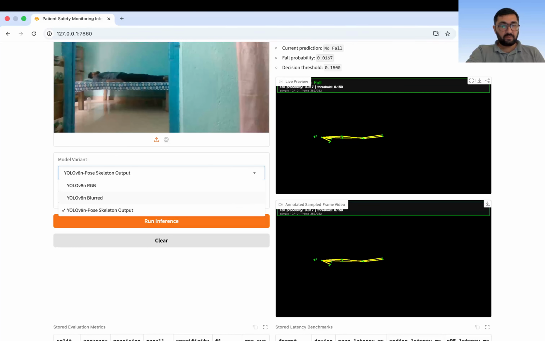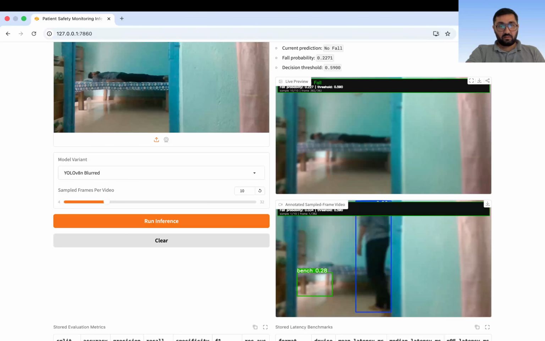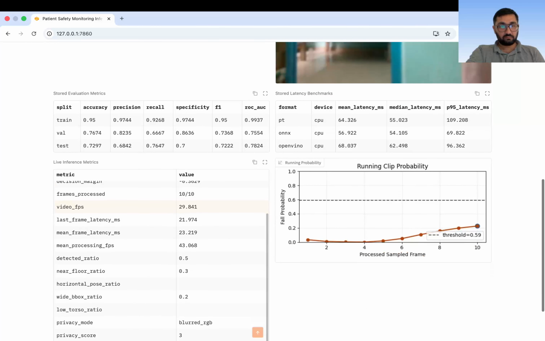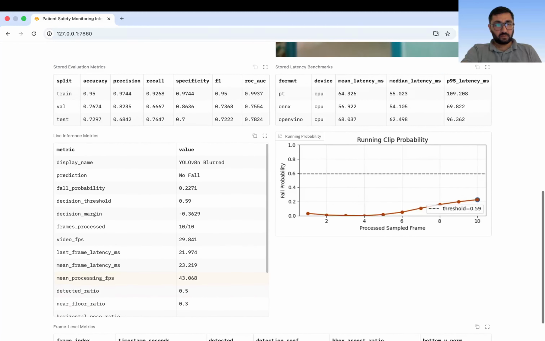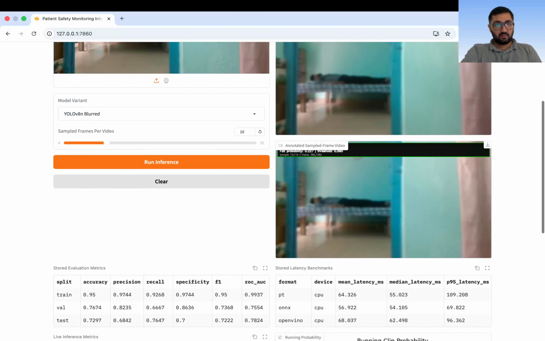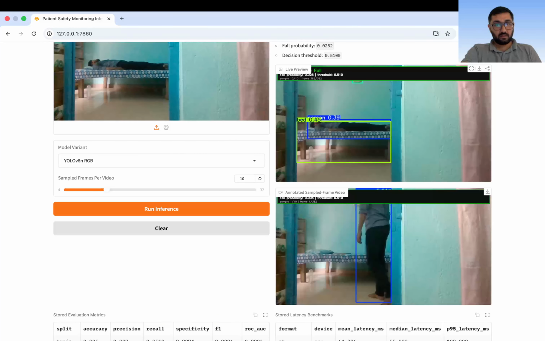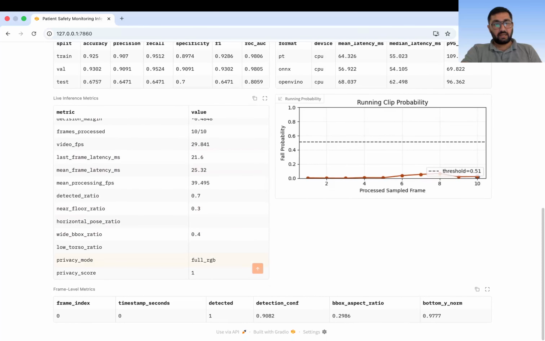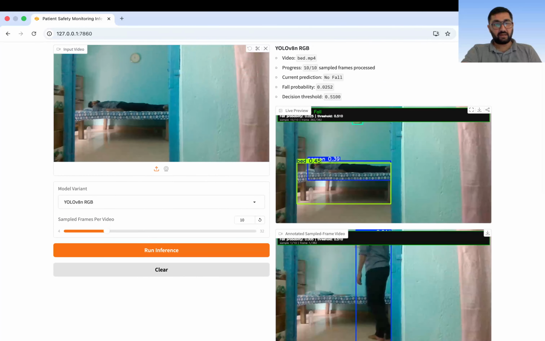Now if I switch my version to blurred, you can see now the video is totally blurred. You cannot see the person. This has a privacy score of 3. Now let us switch to RGB. This does not apply any filter, and you can see still no fall, and the privacy score is 1 because there is no filter or anything. There is no privacy at all.